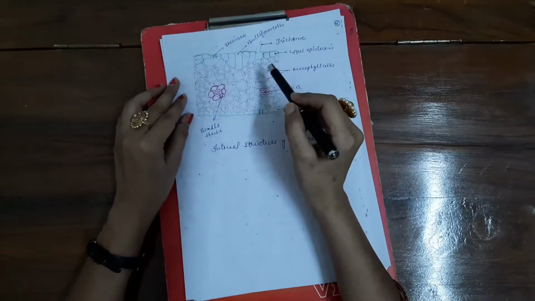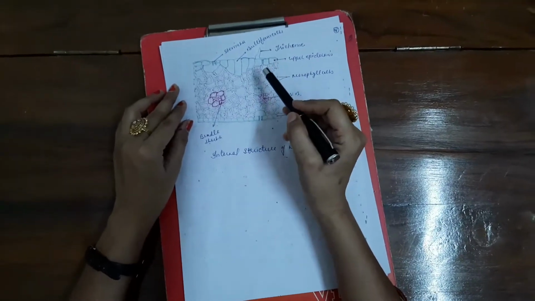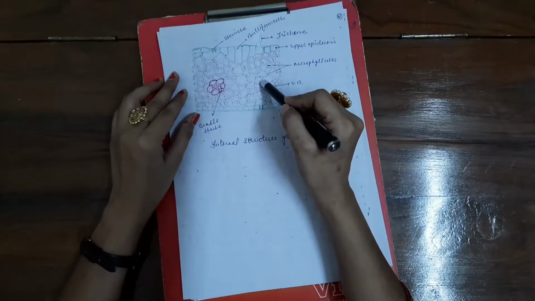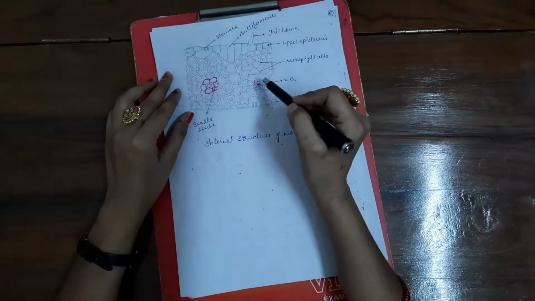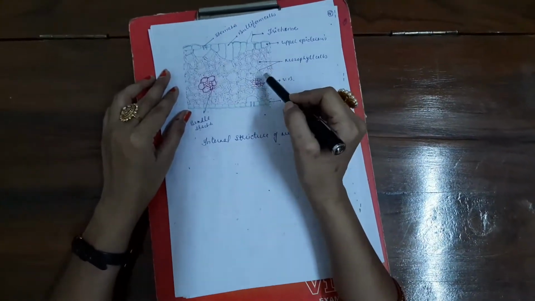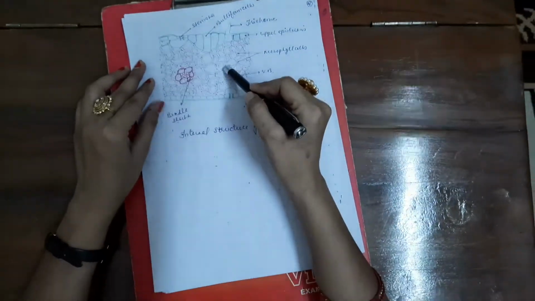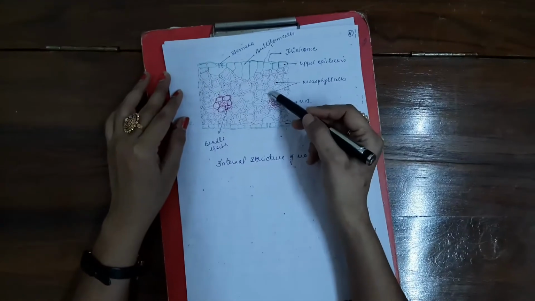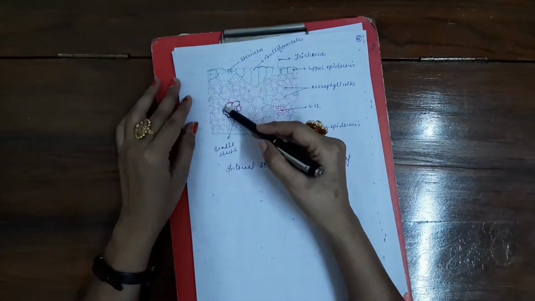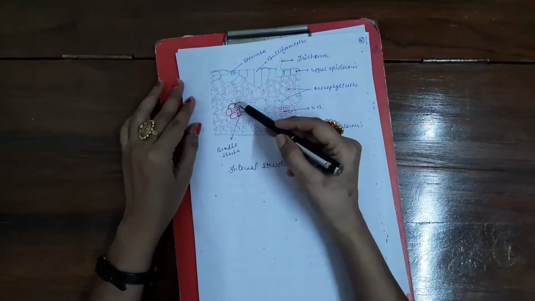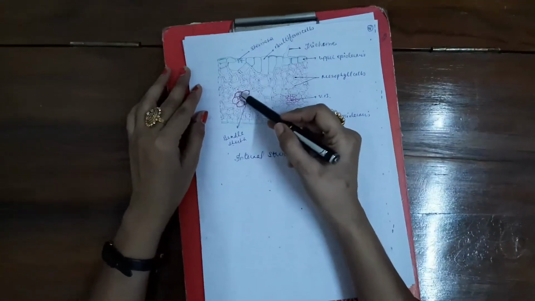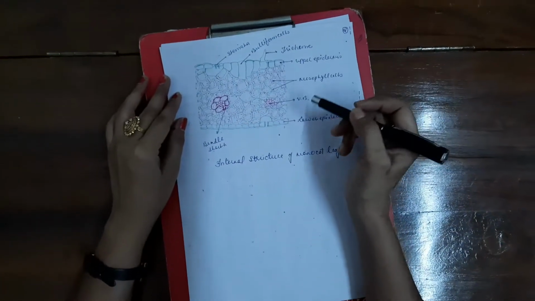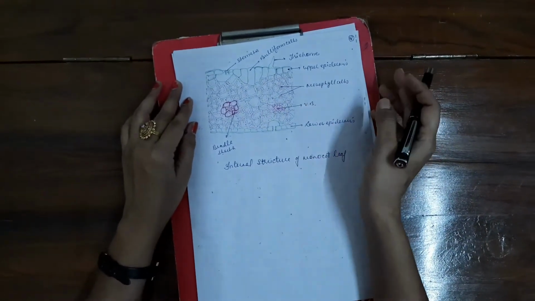These mesophyll cells are not divided into palisade tissue as well as spongy parenchyma. Here I have shown the vascular bundle, meaning xylem and phloem are present. These vascular bundles are surrounded by bundle sheath. Here I have shown a cover of bundle sheath. Inside the bundle sheath, vascular bundle is present. So this is the structure of monocot leaf, the internal structure of monocot leaf.